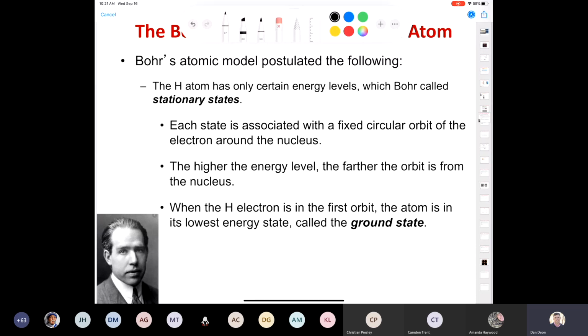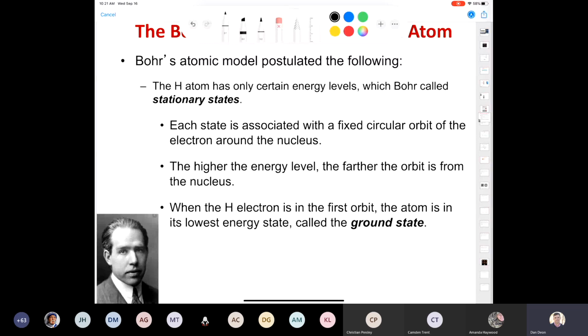But Bohr came up with an atomic model and postulated the following. He says the hydrogen atom only has certain energy levels, and Bohr called those stationary states, okay? Each state is associated with a fixed circular orbit of the electron around the nucleus. Okay, good. The higher the energy level, the farther the orbit is from the nucleus. Well, that makes sense. And when the hydrogen is in its first orbit, the atom is in its lowest energy state called the ground state.